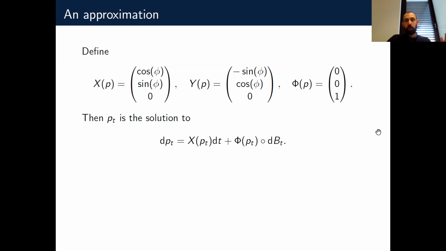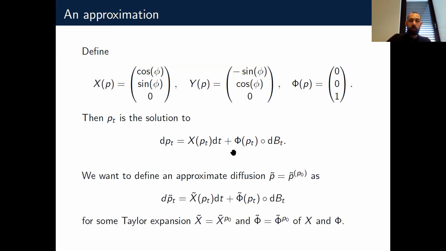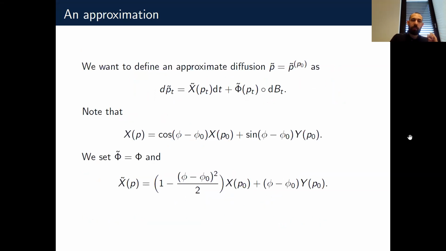And what we've done before, and what I'm going to do right here again, is we want to find some approximation of this equation. So I'm going to take the same equation and take two approximations of my two vector fields. I'm going to take some Taylor expansion of x tilde, some Taylor expansion of phi tilde. It just happens that my phi is constant, so I may as well just take phi tilde equal to phi. But I do want an approximation of x. I'm going to do it this way. So this is my approximate equation that we want.